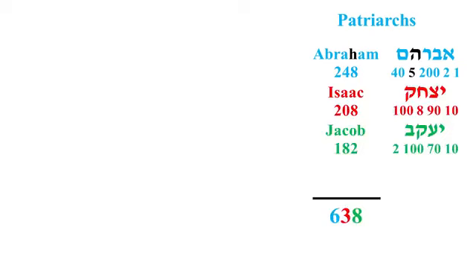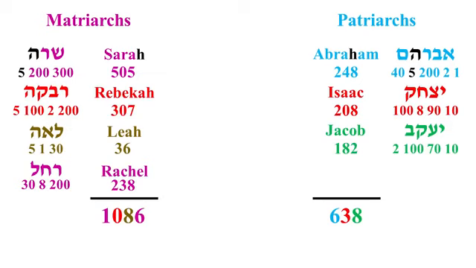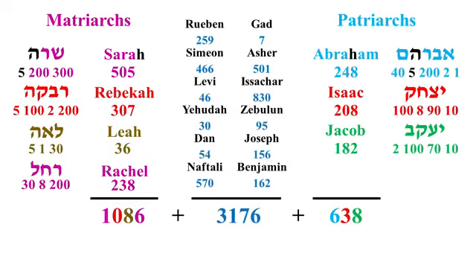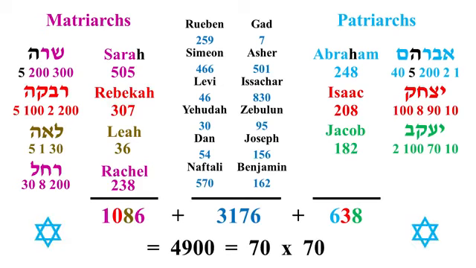The patriarchs, Abraham is 248, Isaac 208, Jacob 182. The patriarchs add up to 638. The matriarchs, Sarah is 505, Rebekah 307, Leah is 36, Rachel is 238. They add up to 1,086. If you throw in the 12 boys, the 3,176, the whole clan adds up to 4,900, which is 70 times 70. Ayin times ayin.